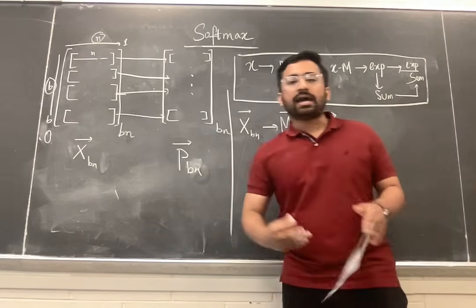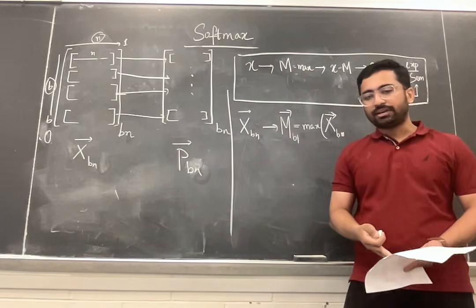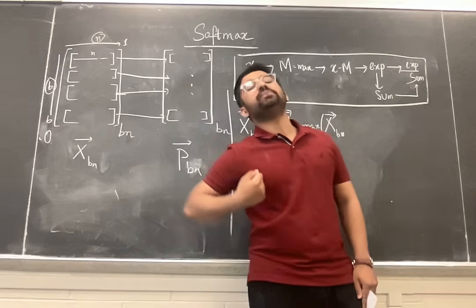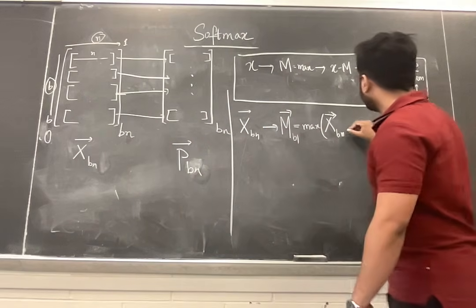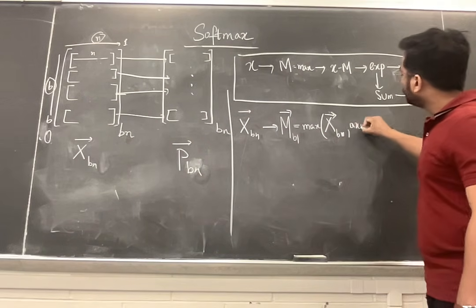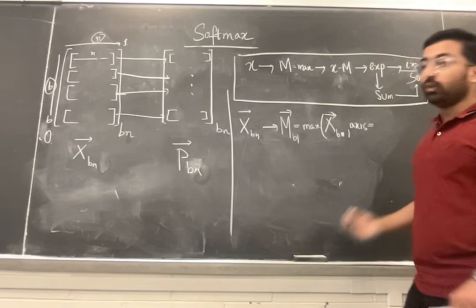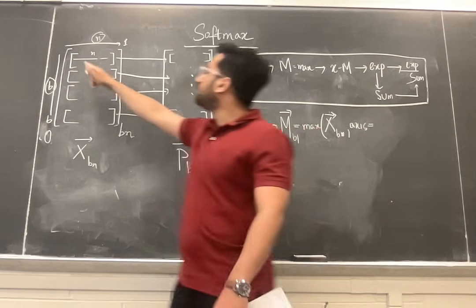When you're not doing the maximum over the entire matrix, you're doing it along each row. So there should be a variable for that, a language for that. So there is axis. Along which axis are we doing it? We are doing it along axis 1.